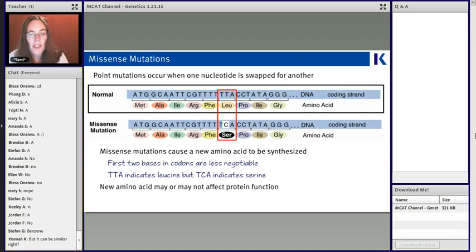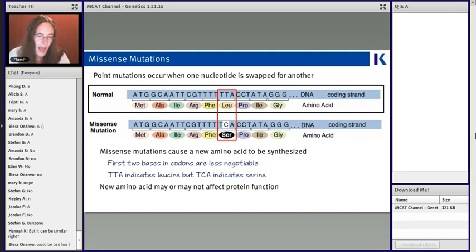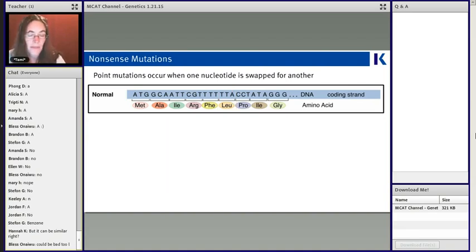That means that the new amino acid may or may not affect the protein function. Yeah, it could be similar, and it may not affect it too much, or it may not affect it at all, or it could be very, very different, and it could change the way the protein folds, etc. So it just depends on what the change is and where it is.